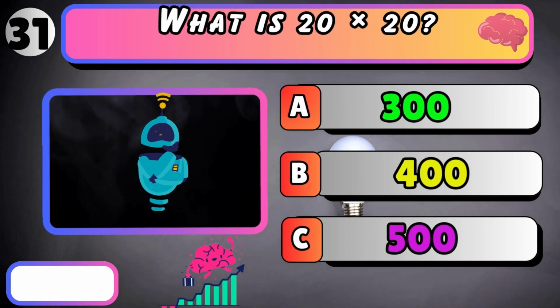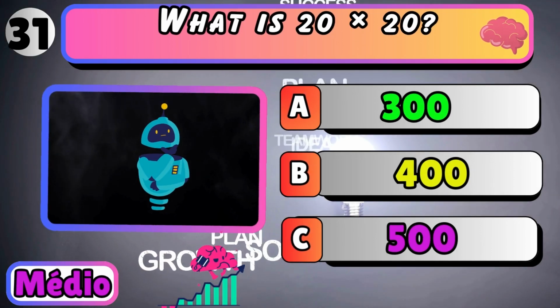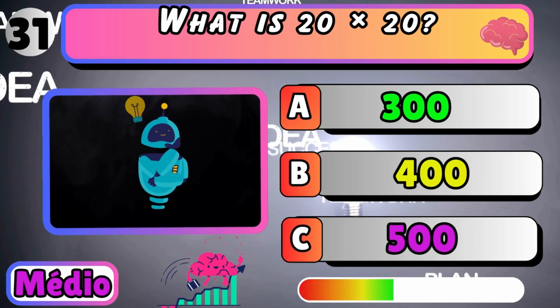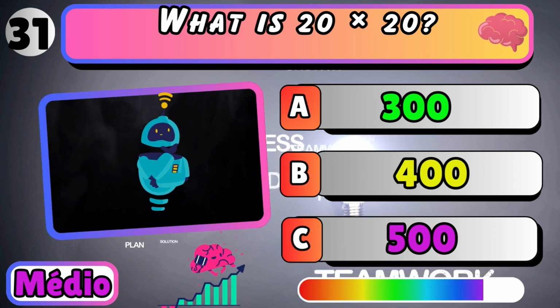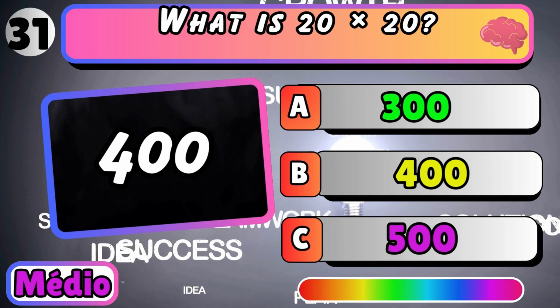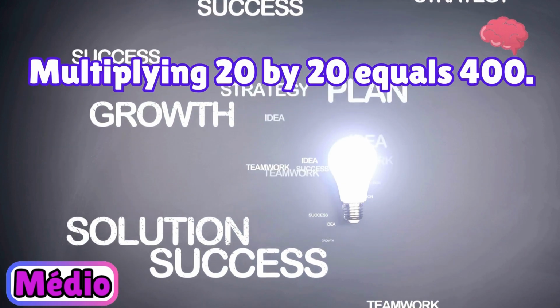What is 20 times 20? 300, 400, or 500? 400. Multiplying 20 by 20 equals 400.